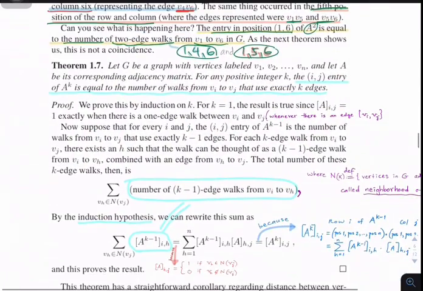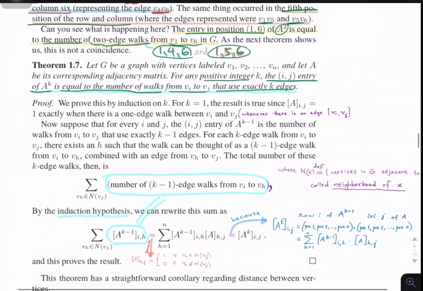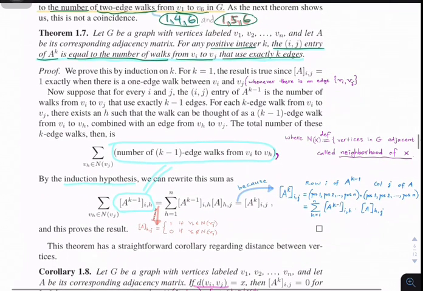Alright, so this is not a coincidence. For any positive integer k, the ij entry of A multiplied k times is equal to the number of walks from i to j that use exactly k edges. We prove this by induction. When k is equal to 1, this is true because of how the adjacency matrix is defined. The position at i and j is 1 exactly when there is an edge between i and j, so there is exactly a 1 edge walk between i and j.